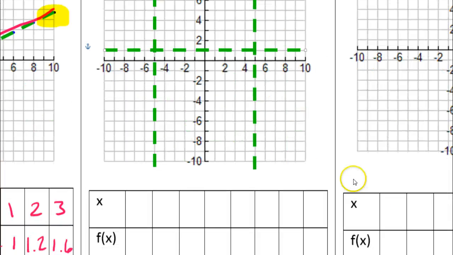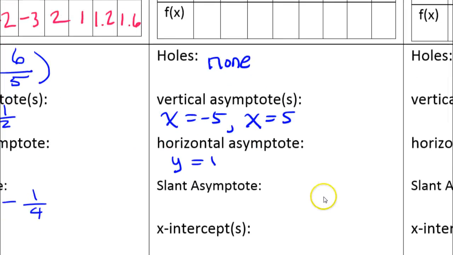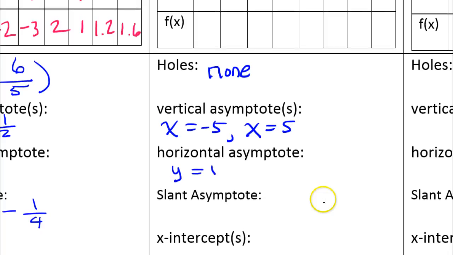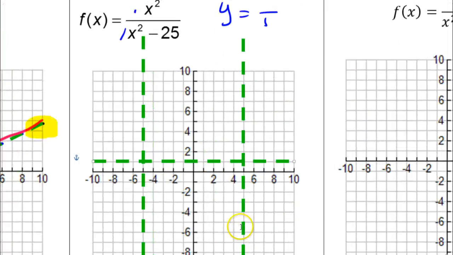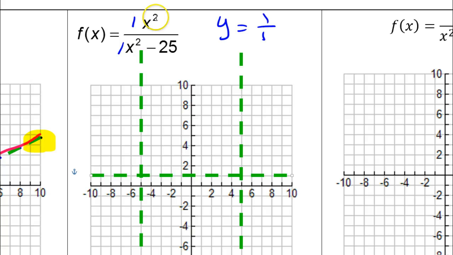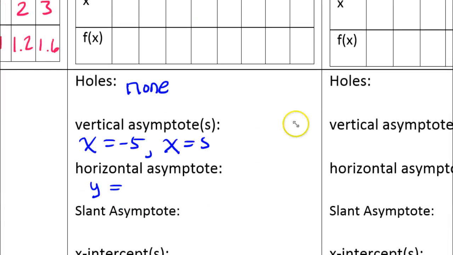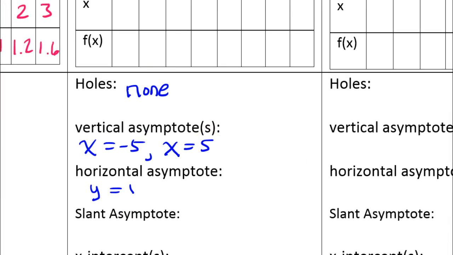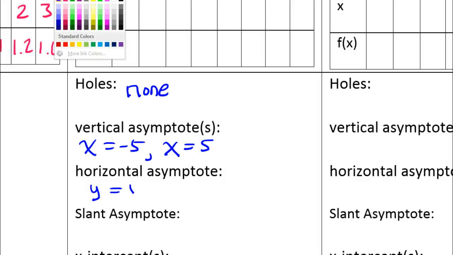Alright, so we've got our vertical asymptotes, we've got our horizontal asymptote. What's next? Slant asymptote. Well, a slant asymptote happens when the top degree is one more than the bottom. That's not the case here. They're the same. So there will be no slant asymptote. So for slant asymptote, I will simply say none.